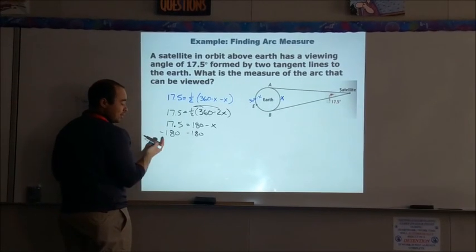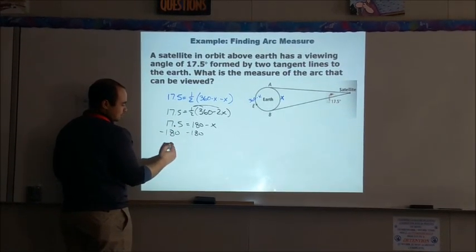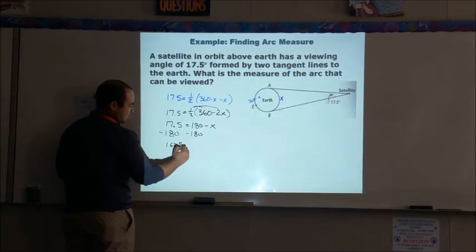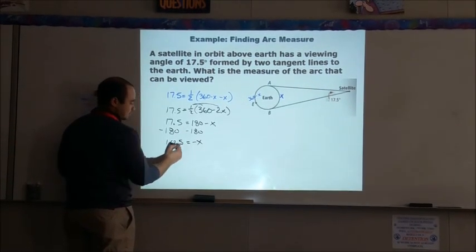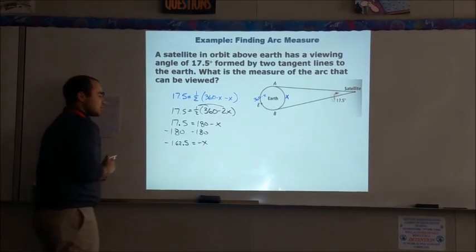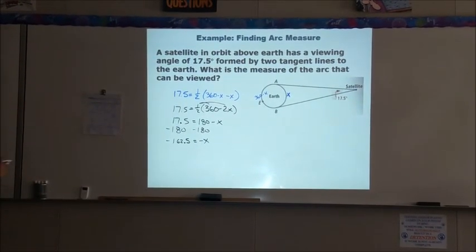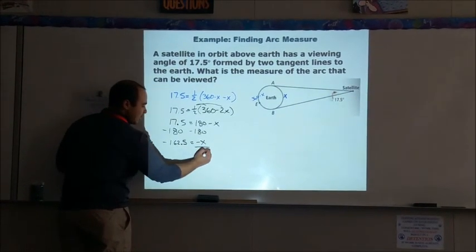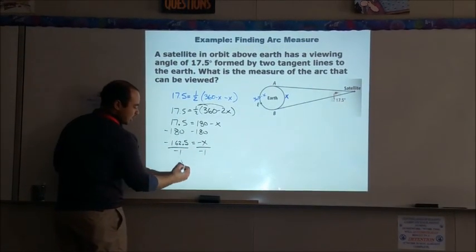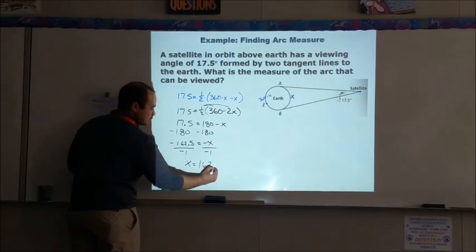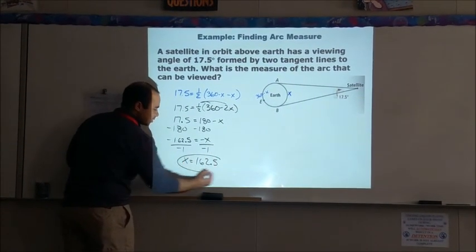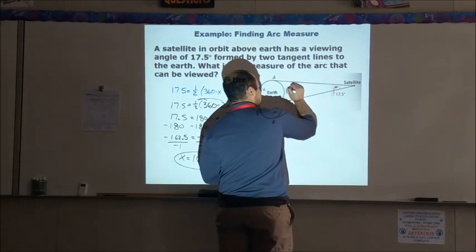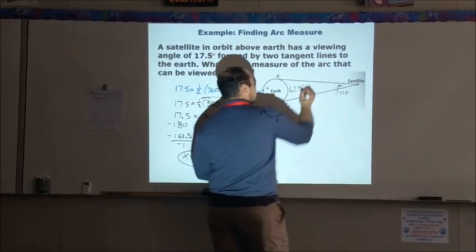Remember, this is 17.5, so don't try 5. So you've got negative x equals negative 162.5. All right, so now to get rid of the negative, we divide by -1, and you're going to get x equal 162.5 degrees. So the viewing arc that they can see from the satellite is 162.5 degrees.